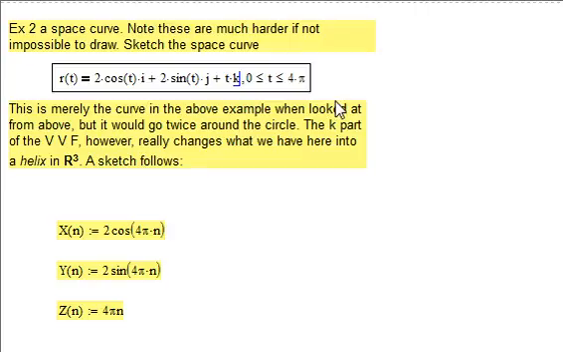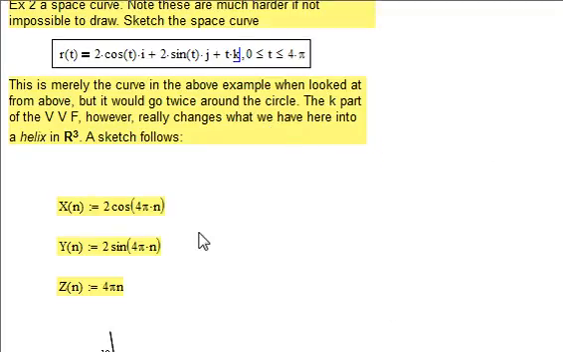This is the same curve as in the above example. If you looked at it from above, it would be the exact same picture. So why is it different with this plus tk? Well, that means it's got a z component. And it goes around the circle twice, but the k part of the vector valued function changes things because we're now in three-dimensional space. And what I'm doing here, I'm showing you how I need to draw this with my particular software idiom.